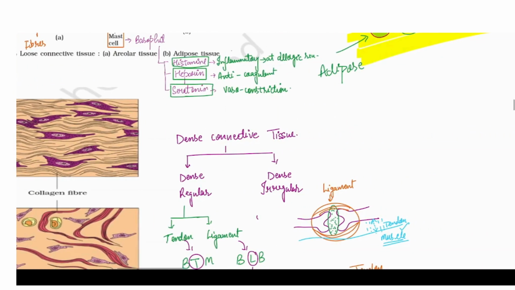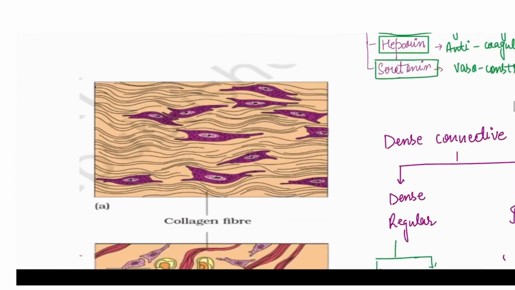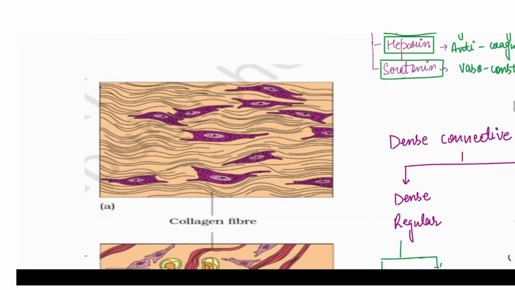Now let us see the diagram which is given in our NCERT. First of all, this diagram is given here. These are the fibers which are arranged in one direction only, all the fibers are going in one direction, not in any other pattern but in the same pattern only. Going in the same pattern means it is showing the regular arrangement.